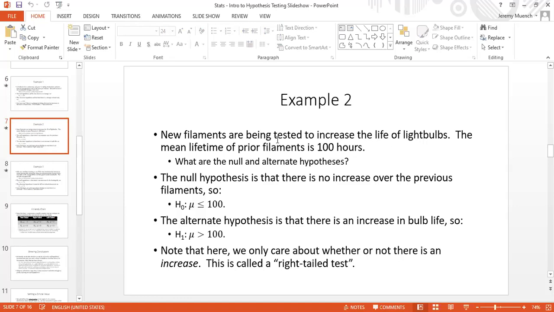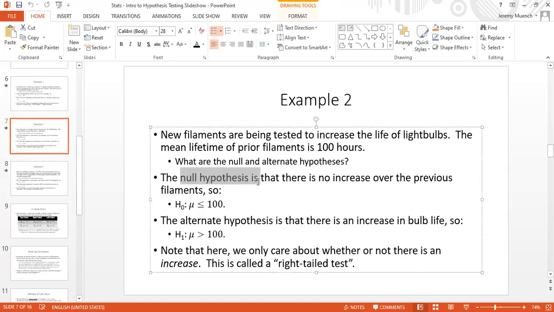So here, we only care about an increase. So the null hypothesis is that there isn't one, that no notable change happens. So there is no increase. Notice that the null covers that there could be a decrease. The mean could be less than or equal to 100. That's not what we're testing. So that falls into the null. That falls into no notable change. No change that I care about happened.